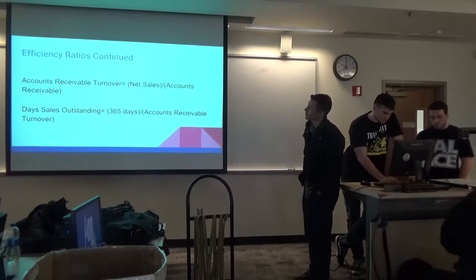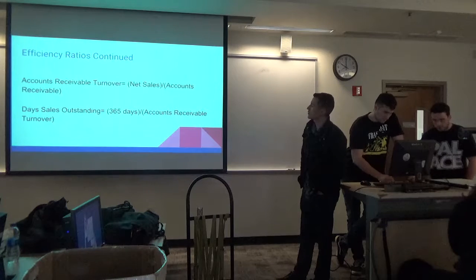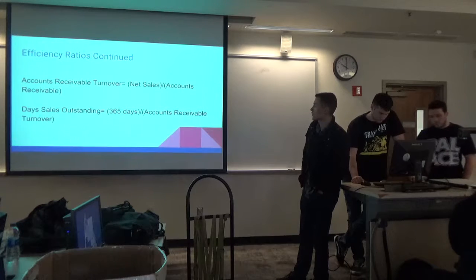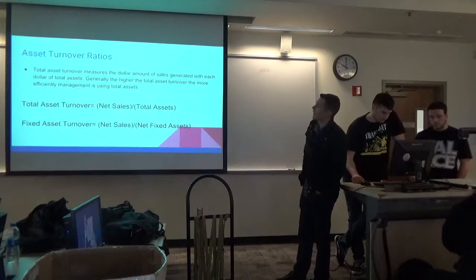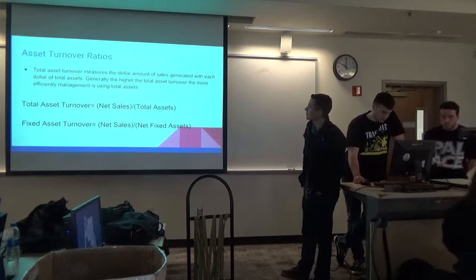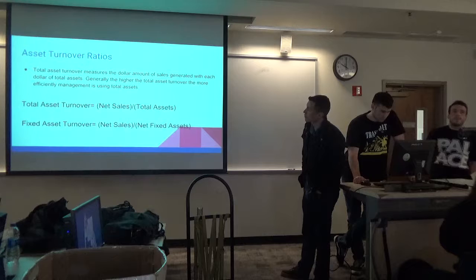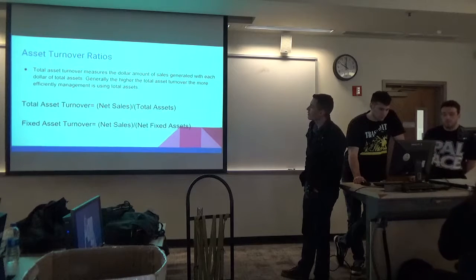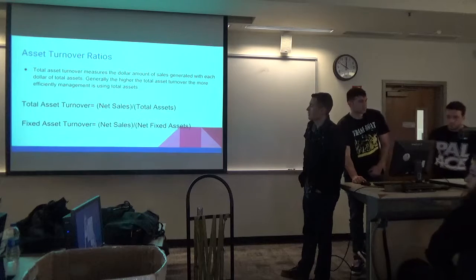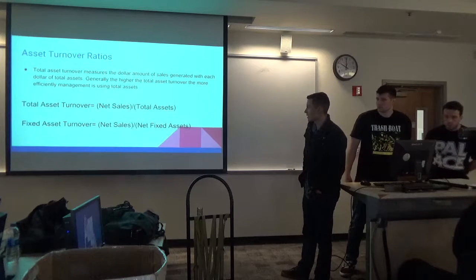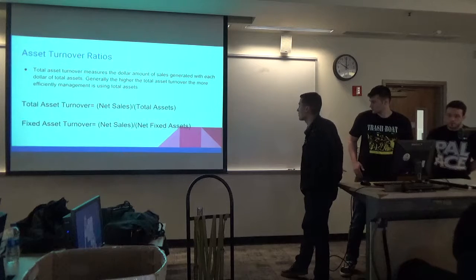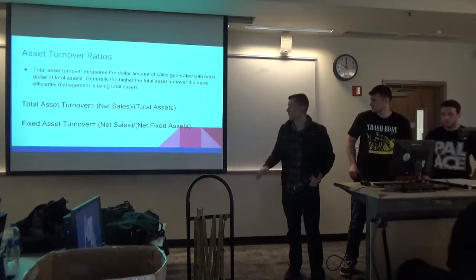So efficiency ratio continued. Accounts receivable turnover is net sales over accounts receivable, and days sales outstanding is 365 over accounts receivable turnover. Assets turnover ratio. Total asset turnover measures the dollar amount of sales generated with each dollar of total assets. Generally, the higher the total assets turnover, the more efficiently management is using total assets. So total assets turnover is net sales over total assets, and fixed assets turnover is net sales over net fixed assets.